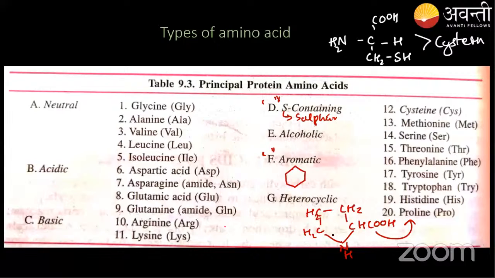Why is the carbon attached to two carbons? The alpha carbon is attached to two carbons. This is the alpha carbon. This is the variable group, the R group. And this is the functional group.